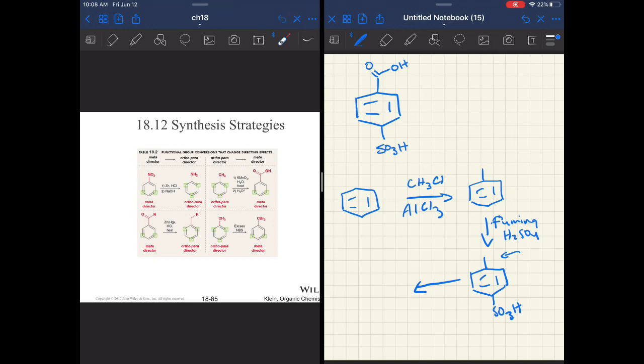And then in the last step, you can come in with that sodium dichromate, Jones solution here, and it will oxidize that benzylic position all the way to a carboxylic acid. Won't touch that SO3H. All right, so don't forget about that reaction. That reaction can be really useful for you.